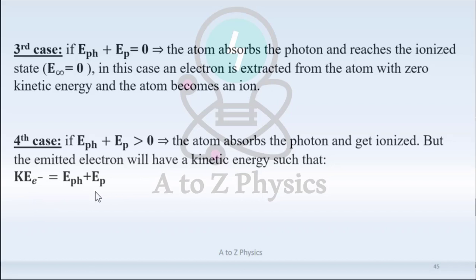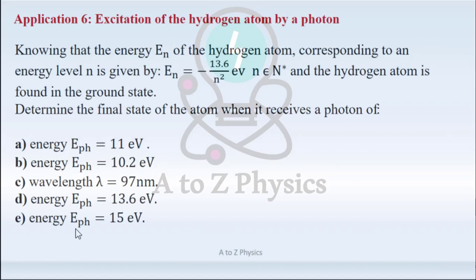Let's solve application 6 about the excitation of the hydrogen atom by a photon. Knowing that the energy En of the hydrogen atom corresponding to an energy level n is given by En equal to minus 13.6 over n squared, and the hydrogen atom is found in the ground state, determine the final state of the atom when it receives a photon of the following energies.